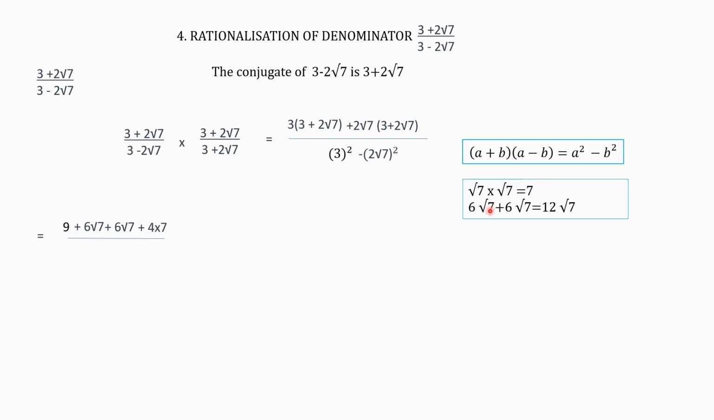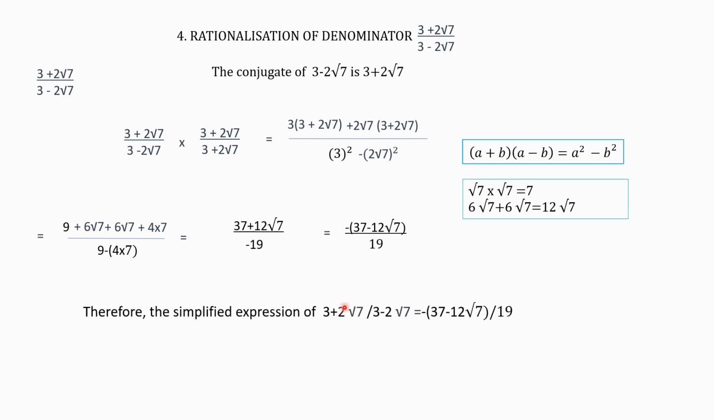Now, we have 9 plus 28 is equal to 37, and 6 root 7 plus 6 root 7 is equal to 12 root 7 here. Divide the whole by 9 minus 28, which is minus 19. Bring up the minus sign, we have minus (37 minus 12 root 7) divided by 19. Therefore, the simplified expression of (3 plus 2 root 7) upon (3 minus 2 root 7) is equal to minus (37 minus 12 root 7) divided by 19.